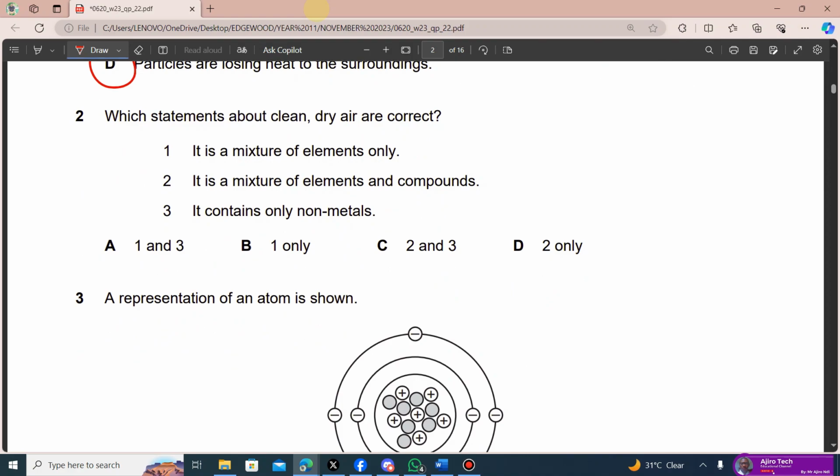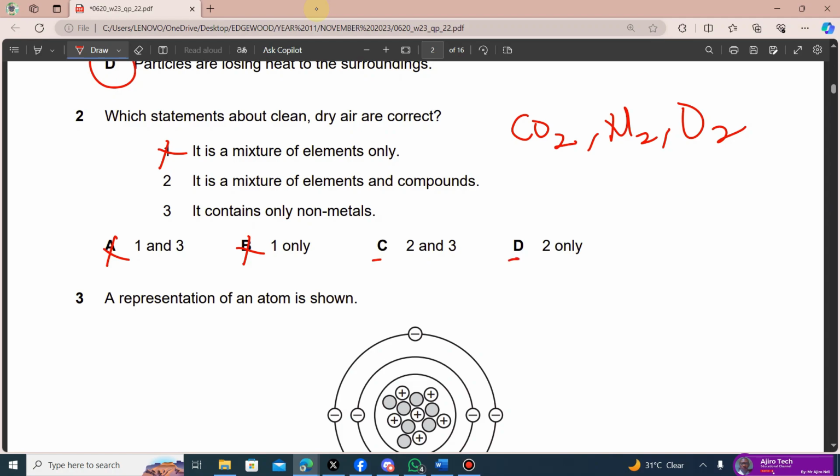Now, the next one is which statements about clean, dry air are correct? Option 1 says it's a mixture of elements only. Of course, that is wrong. If you look at the composition of air, we have carbon dioxide, so this is not an element only, it's a compound. We also have nitrogen molecules, oxygen, and several others like the noble gases. So option 1 is off. So the next options are C and D.